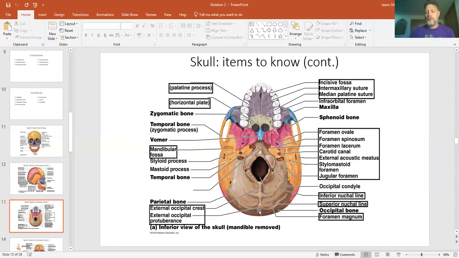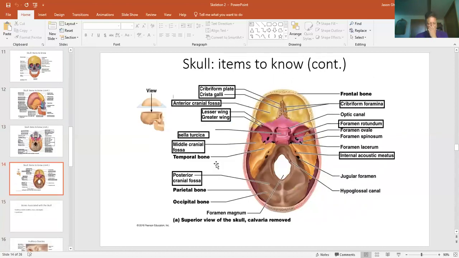Right here, you're going to have a protuberance, the external occipital protuberance. It sticks off on the back of the head. There's a crest that goes down it. You'll have a superior nuchal line and an inferior nuchal line. Again, familiarize yourself with these parts.